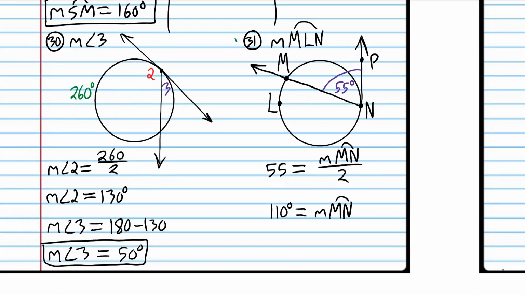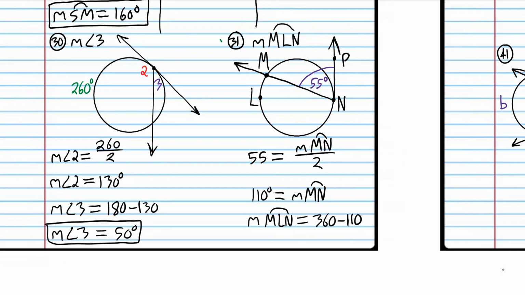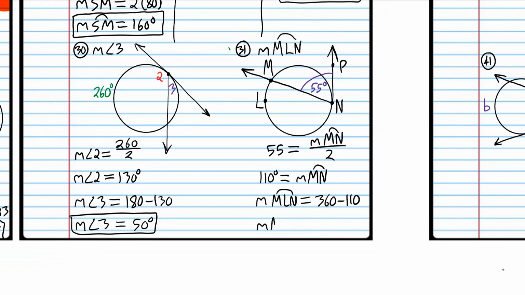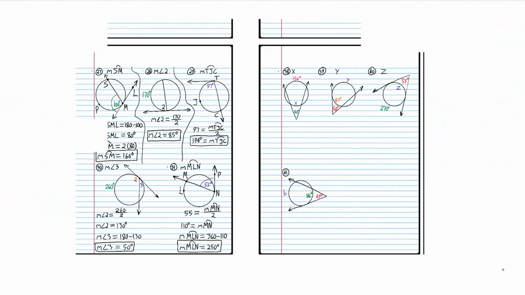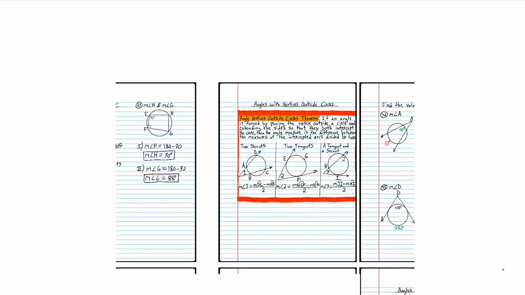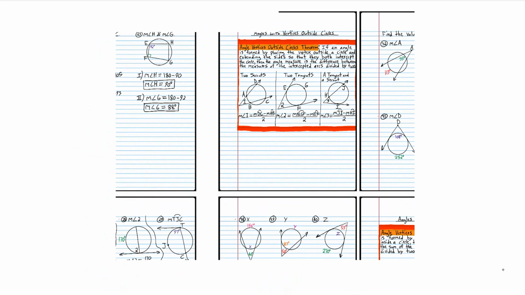Now to find the measure of arc MLN, we just subtract that from 360. And so the measure of arc MLN is equal to 250 degrees. So if you got that answer, good job. All right, on to another theorem.